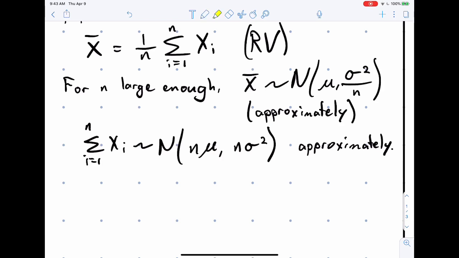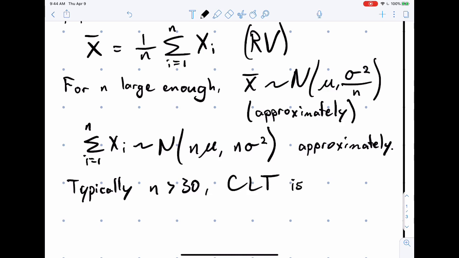So you might naturally ask, what does large enough mean? How many observations do we need for it to be enough? And typically, once you have n equals 30, the central limit theorem, or CLT, is a good approximation.